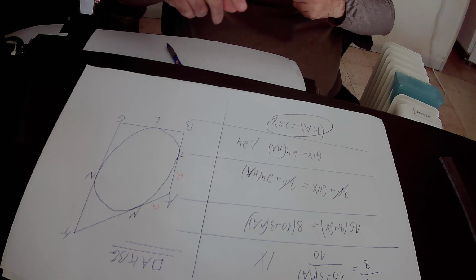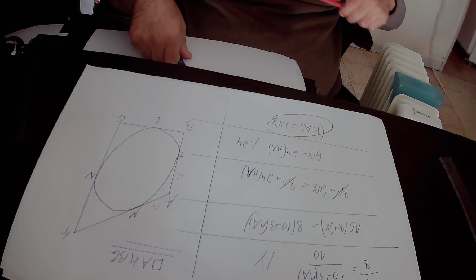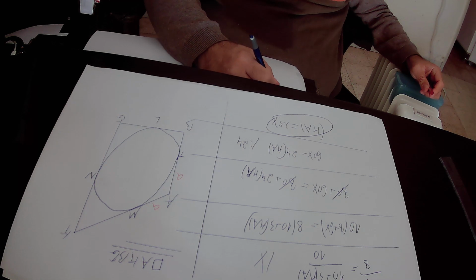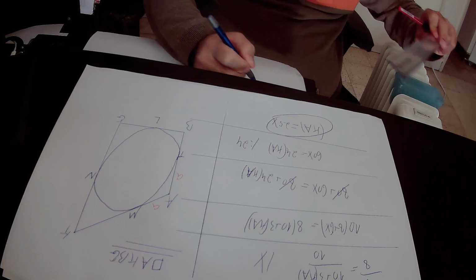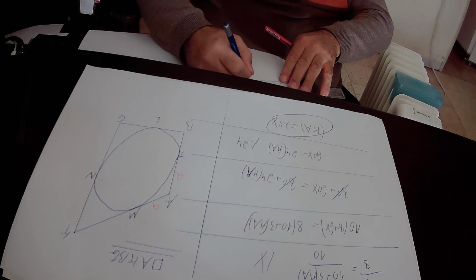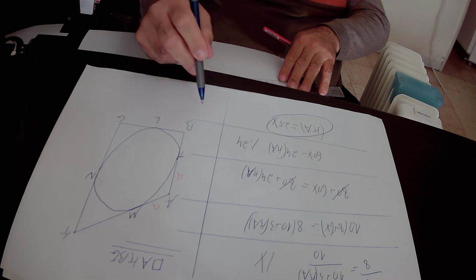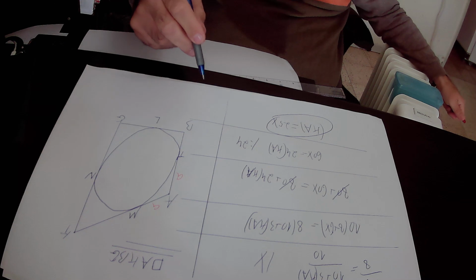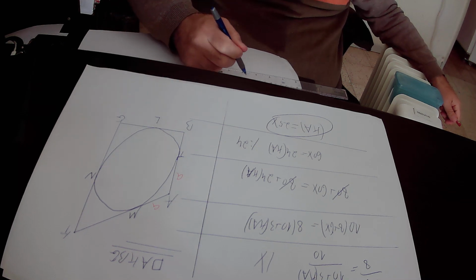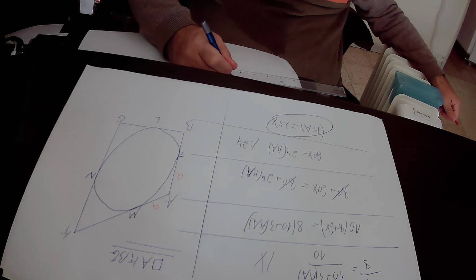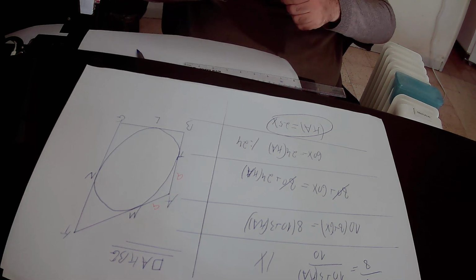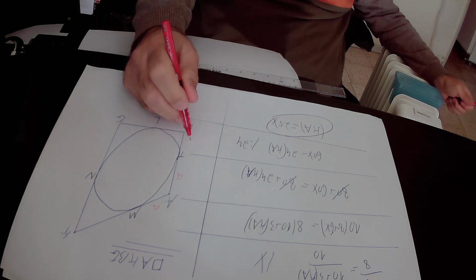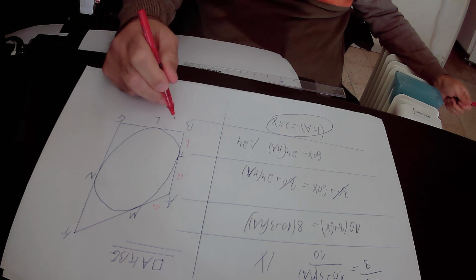The next step will focus on the common external point, point B. From point B, we have two tangents to the circle. We have tangent BT and tangent BL. And according to rule number 2, BT equals BL. So if BT is B, then BL must also be equal to B.